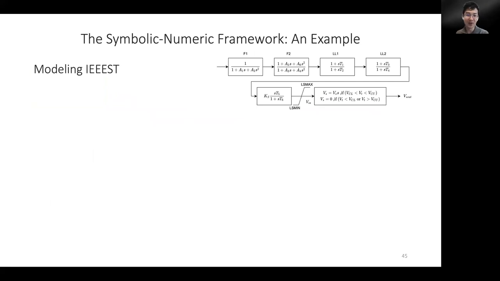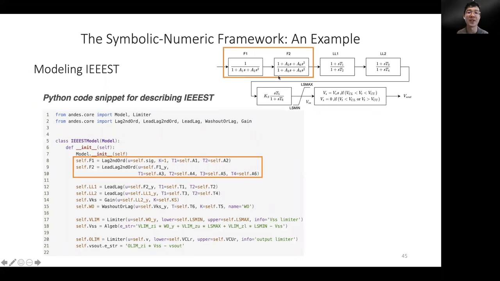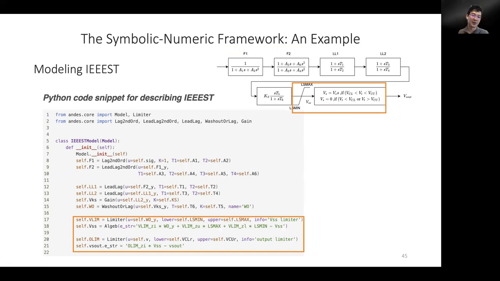So with all those tools and framework in place, this is the code describing this model. It is easily readable. As you can tell, we are basically describing this model following the control block diagram. We have 2 filters, 2 lead lags, 1 gain and 1 washout, and 2 limiters. Overall, this is intuitive and maintainable.